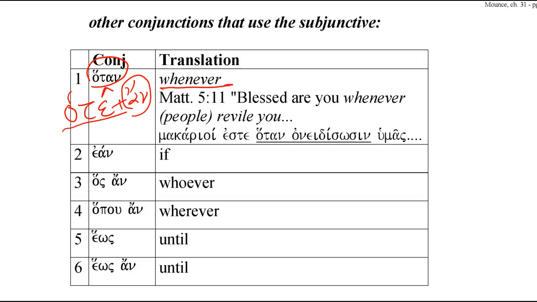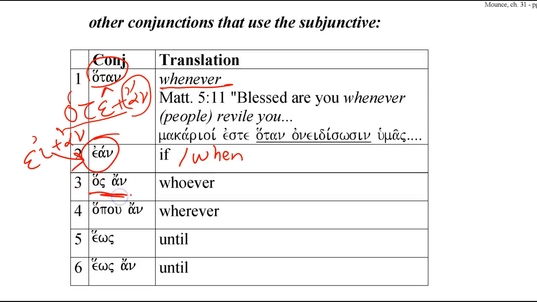So remember that subjunctive is the mood for probability or possibility. So if you have an indefinite conjunction used anywhere, it's likely to use subjunctive. So if I use whenever, hotan, likely it'll use subjunctive as the verb. If I use this form of if, which is ei, plus, again, the indefinite particle an, it contracts to get ean. This can be translated as if and sometimes when. It will likely use the subjunctive.